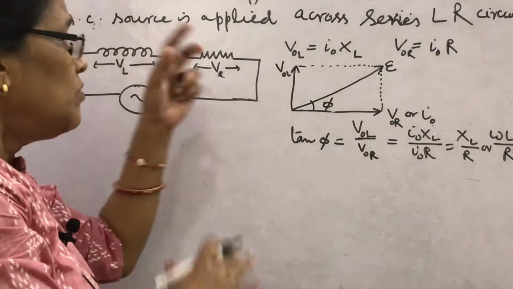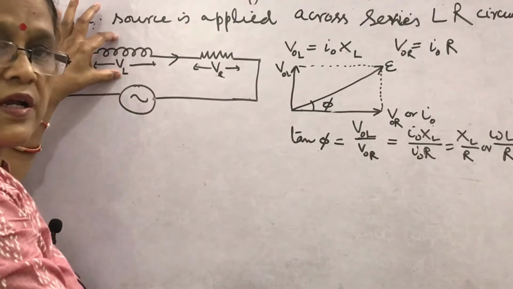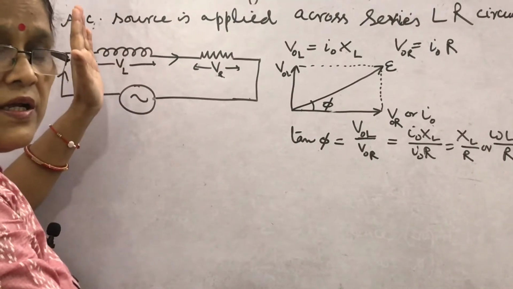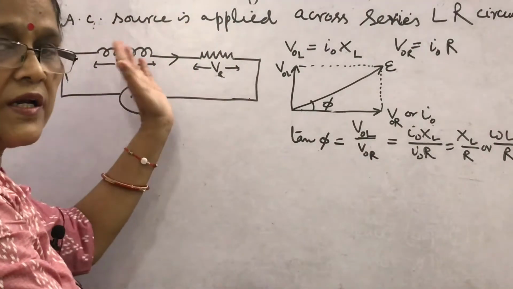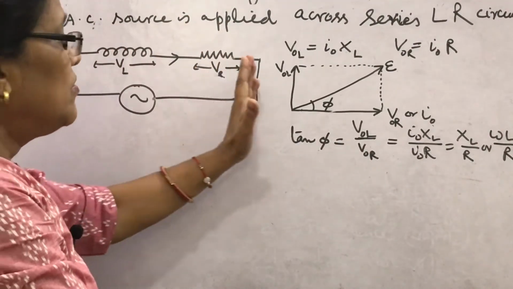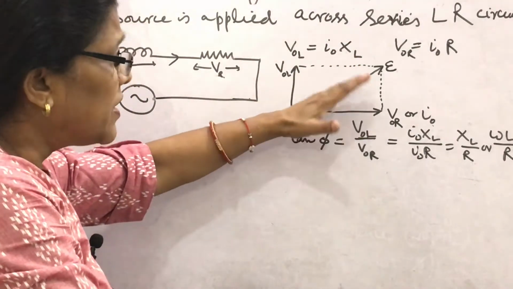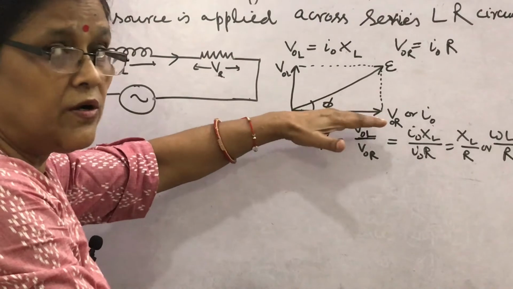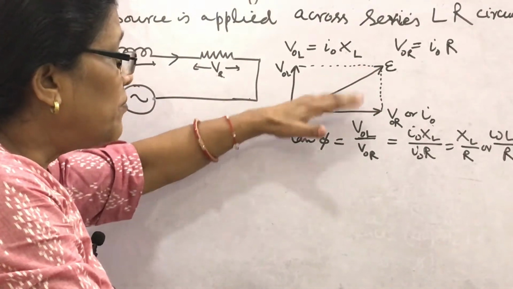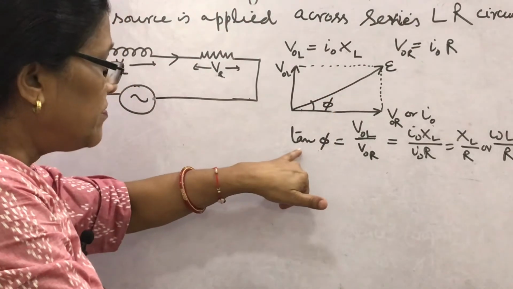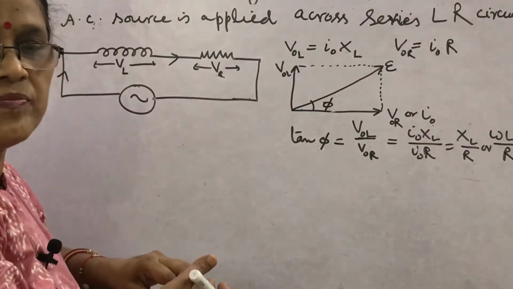So what we observe is that in a purely inductive circuit, voltage leads the current by 90 degrees, but when coil and resistance are both connected in series, the net voltage is leading the current but not by 90 degrees. It is leading the current by an angle phi. That phi value, the phase angle, is given by tan phi equals omega L by R.